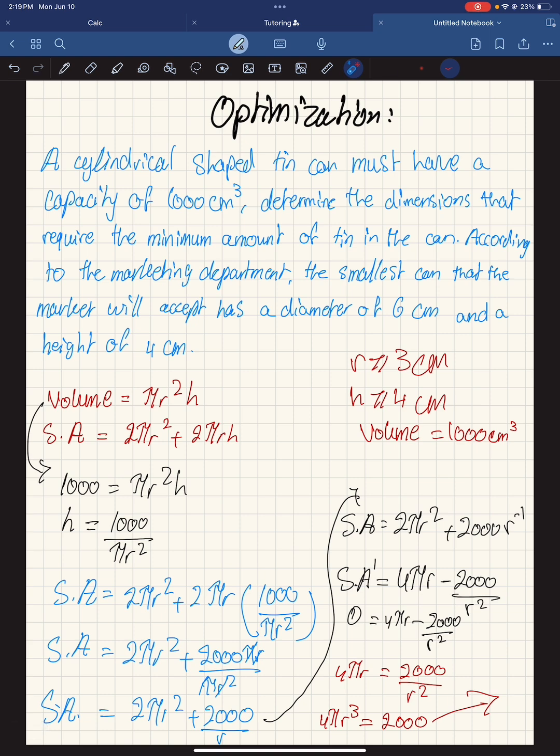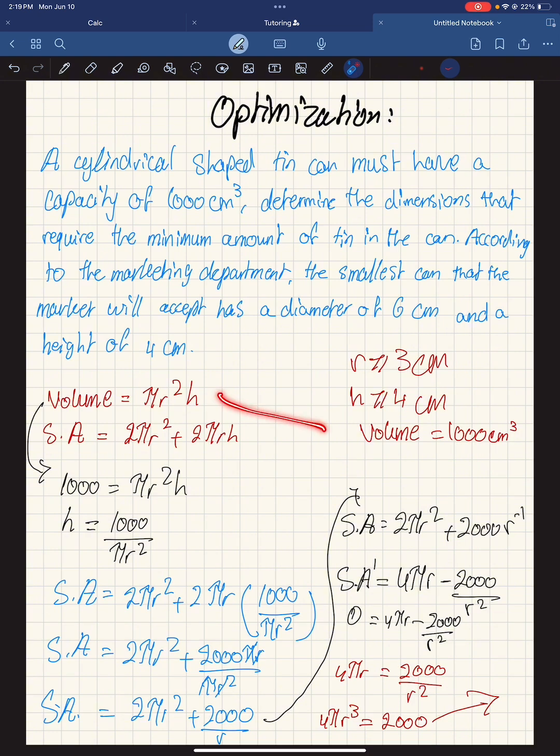So we can go ahead and take the two equations that we have, which is going to be volume equals pi r squared h and the surface area. The reason we need two equations is because we have two variables and we need to isolate one of them and substitute it into the other equation. So we go from two variables to just one variable. And I'll show you how to do that.